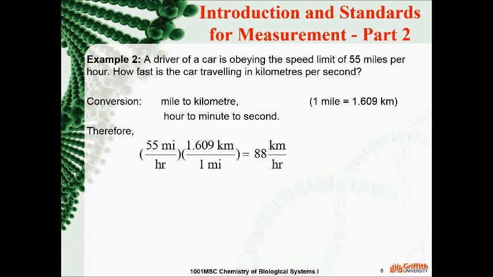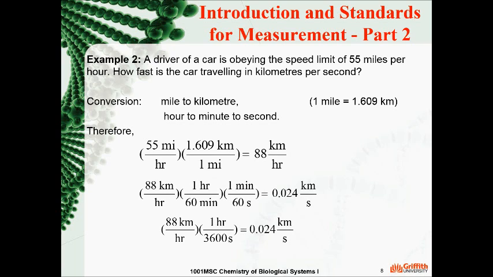So first let's convert from mile to kilometer. We'll use the same method as earlier. 55 miles per hour times 1.609 kilometers per 1 mile equals 88 kilometers per hour. Now we can convert from hours to seconds. 88 kilometers per hour times 1 hour over 60 minutes times 1 minute over 60 seconds equals 0.024 kilometers per second. You can do this conversion in one step.